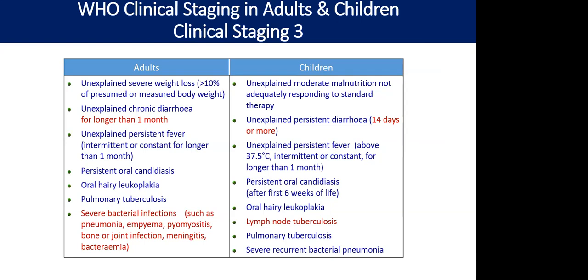And in children, you just see the difference in unexplained chronic diarrhea, where in adults it is longer than 1 month, but in children 14 days or more should be taken as stage 3 in a child who is known to be infected with HIV. In addition, the TB: you see that pulmonary tuberculosis in adults is stage 3, but all extrapulmonary tuberculosis is stage 4 in case of adults. But in children, lymph node TB, particularly superficial lymph node TB, and pulmonary TB are considered to be in stage 3.